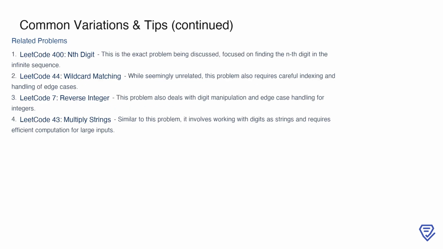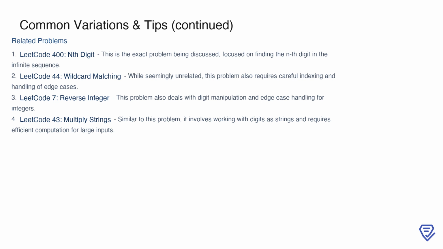The nth digit problem has some interesting connections to other problems on LeetCode. For instance, while this problem specifically focuses on finding the nth digit in a concatenated sequence, problems like LeetCode 44, wildcard matching, share a similar need for precise indexing and careful handling of edge cases. Another related challenge is LeetCode 7, reverse integer. Although the context is different, it also involves manipulating digits and addressing edge cases, especially when dealing with integer boundaries.